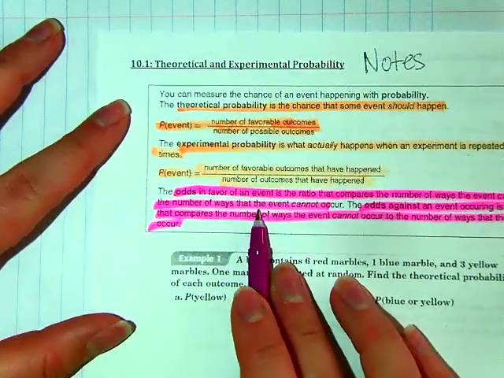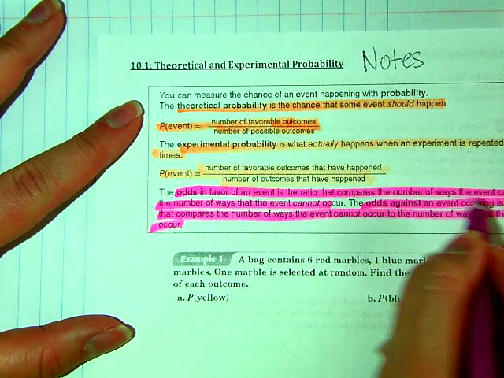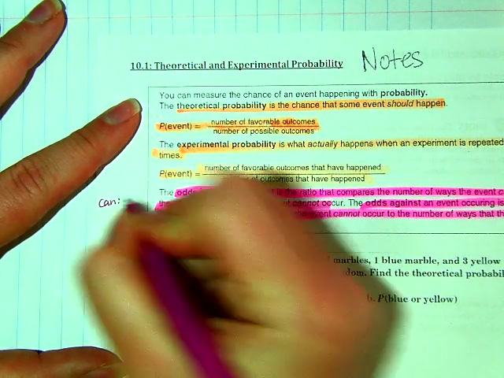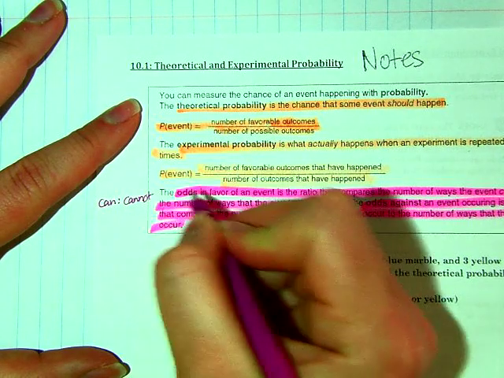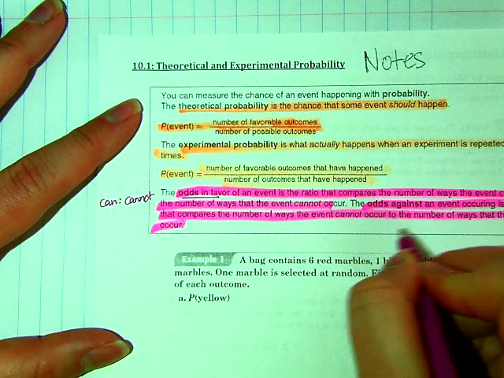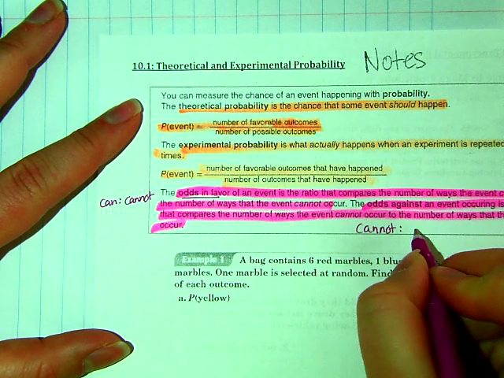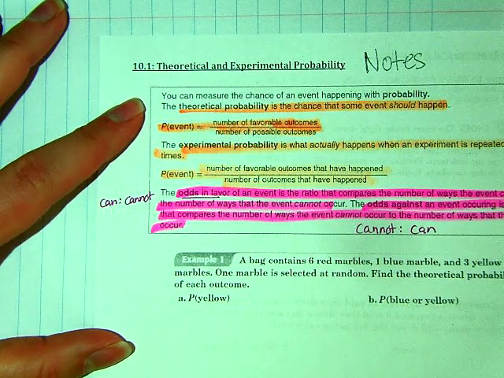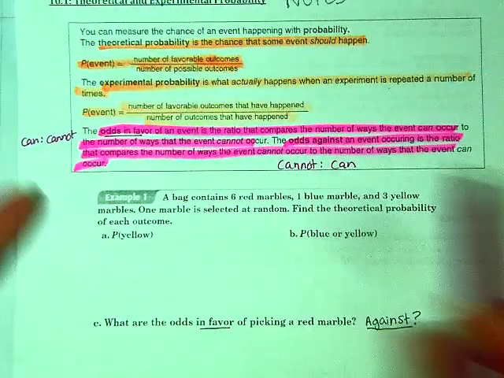So I'm going to write it as a colon, but it's going to compare can occur, so something that can, to cannot. That's the odds in favor. Odds against would be cannot occur to the events that can occur. So we'll practice that here in a second. This would be the new stuff from not last year.